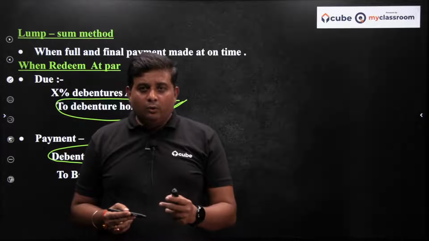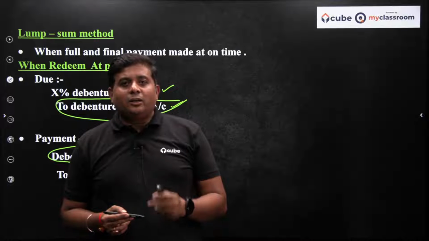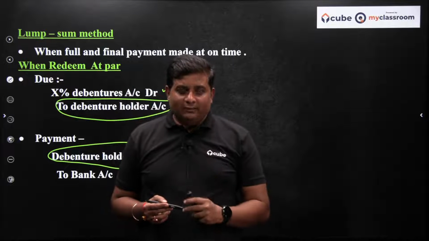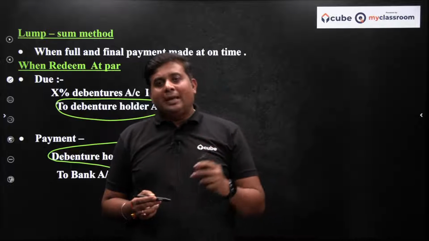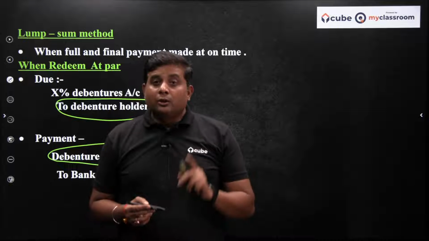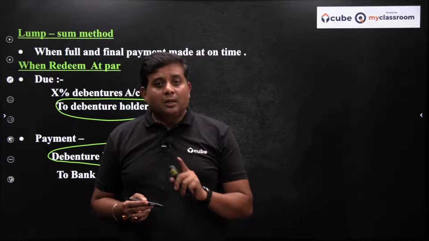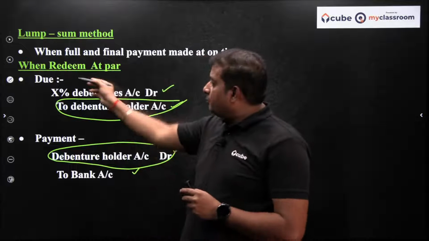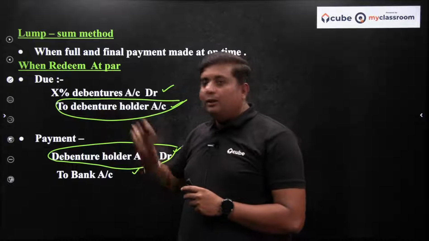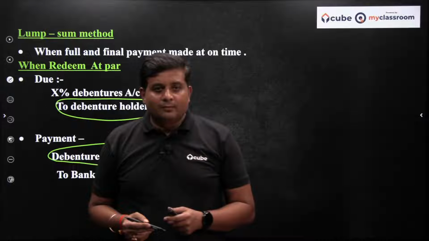While taking the loan through the debentures, the entry should be bank account debit to X% debenture account. While repayment of the loan, the entry should be X% debentures account debit to bank account. This is the net entry you have. But we are not using the net entry. First of all, you have to pass the entry for the due and then you can make the payment entry. I hope you understand.